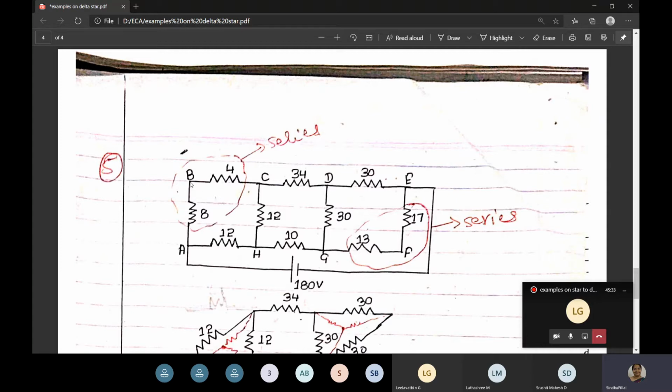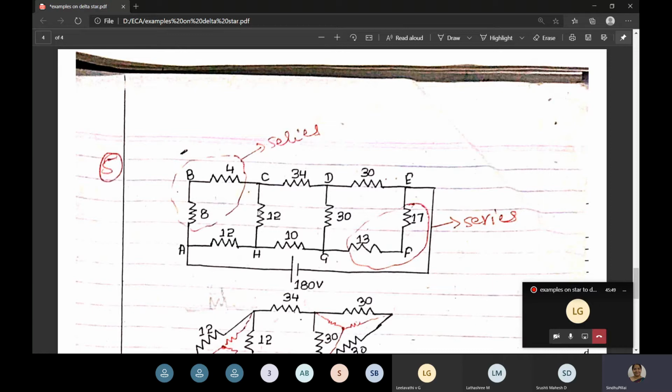Okay, it is a continuous branch. Whatever the current is in 8 ohm, the same current is in 4 ohm also. The branches are not split here. The same current is flowing here, but that is not the case with node C.